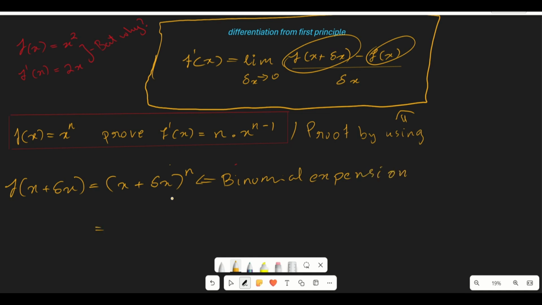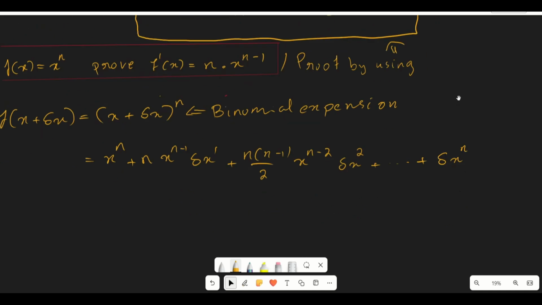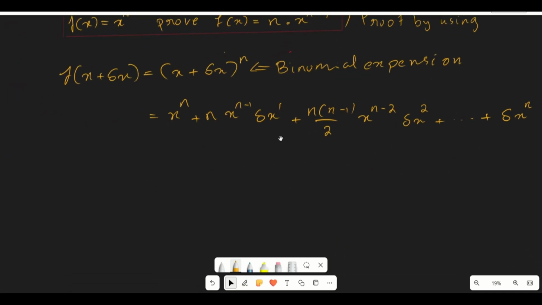It is pretty easy, which is going to be x power n plus n x power n minus 1 delta x power 1 plus n into n minus 1 by 2 x power n minus 2 delta x squared plus, and in the last term we will have delta x power n. This is the basic concept of binomial expansion, and we know that.